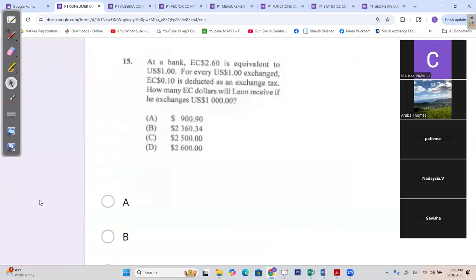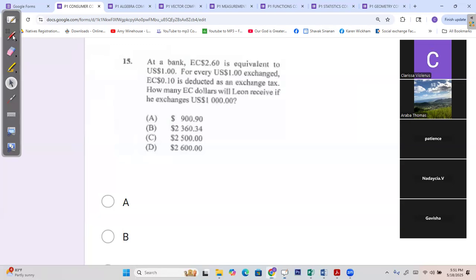Let's see what's going on here. It's a lot of words. At a bank, 260 EC is equivalent to 1 US. So this is another conversion that people surprisingly just get wrong, yeah? For every $100 exchanged, what does for every mean again? Per, which means division, right? Excellent. And luckily for us, it's just by one, right?